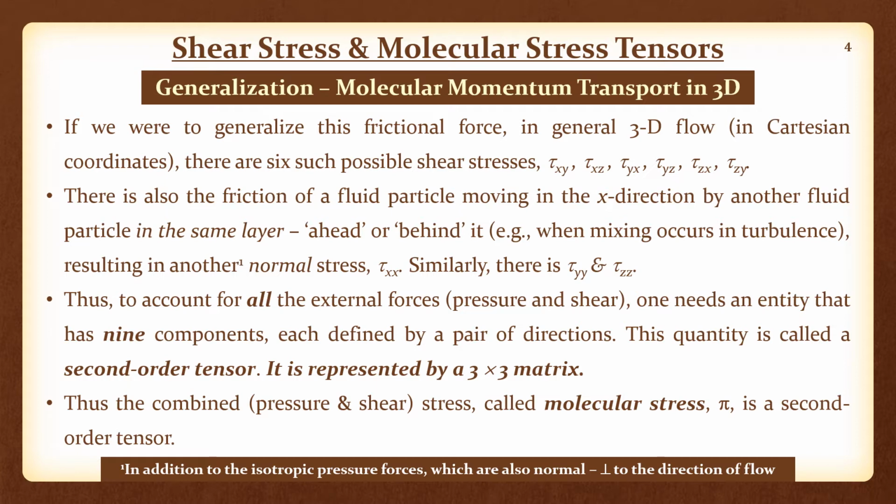This results in what kind of stress? This is also a perpendicular stress because it is along the direction of flow. In other words, there is a tau x in the x direction itself. Similarly, there is tau y and tau z. Now, I have written that there is another normal stress. What other normal stress exists? The one normal stress that exists is the isotropic pressure force. The pressure that is applied is a normal stress, isn't it? It is the push, so to speak.